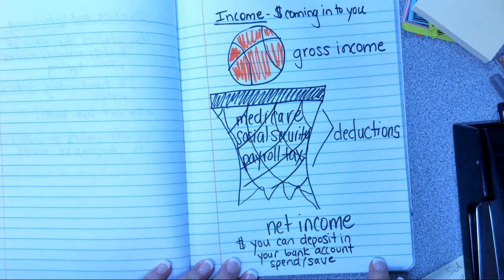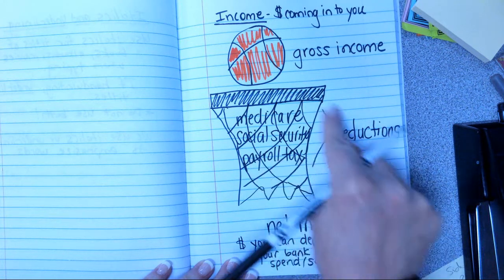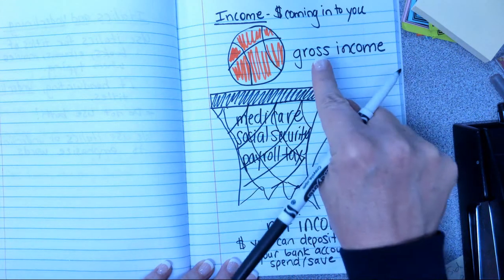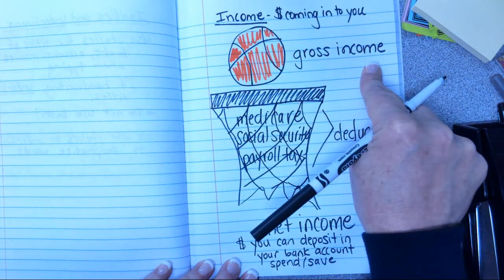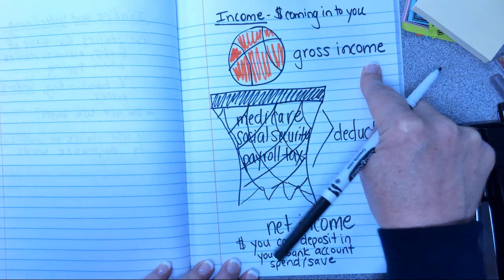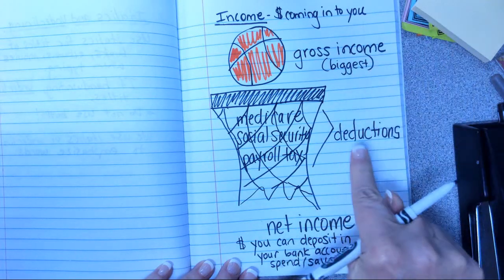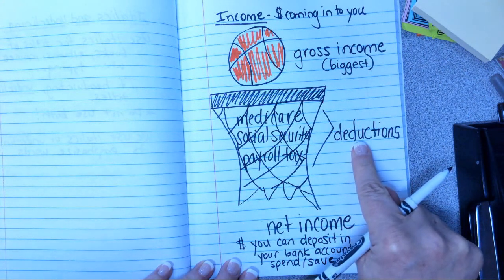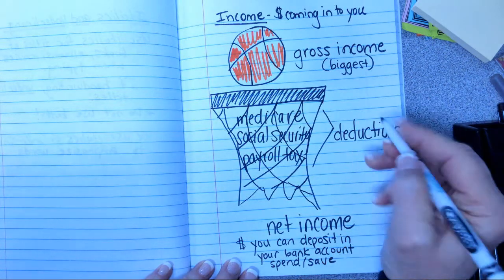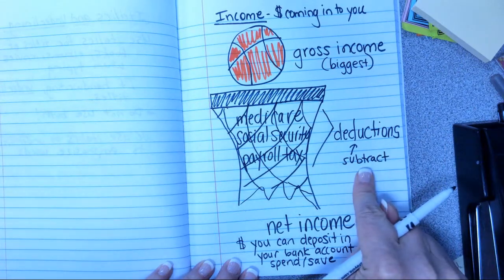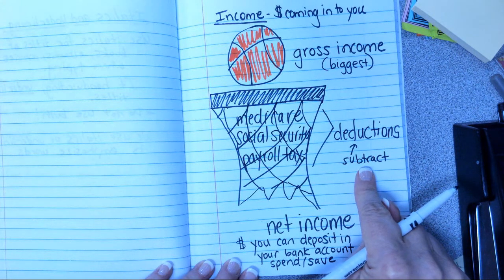Which of these do you think is always the biggest, Henry? Is the tax the biggest part? Exactly. Your gross income is the very biggest amount, always. The gross income is the biggest. If you want, you could label that biggest. When deductions happen, does that add to our money or subtract from our money? We might want to label those deductions subtract. That subtracts from our money. It takes away some of our money.